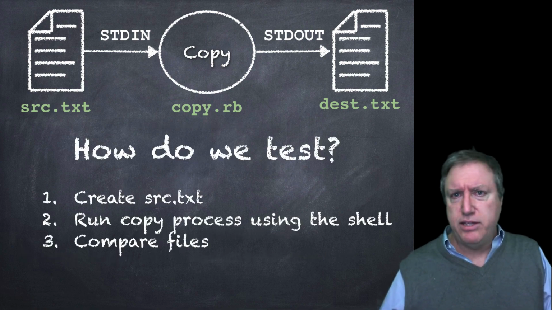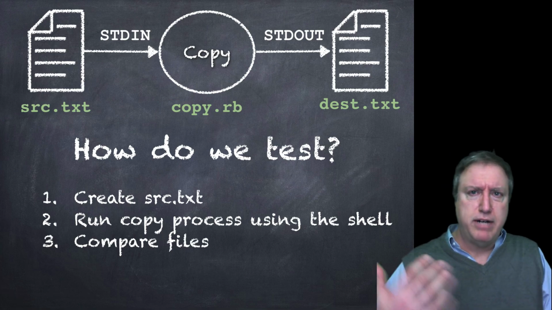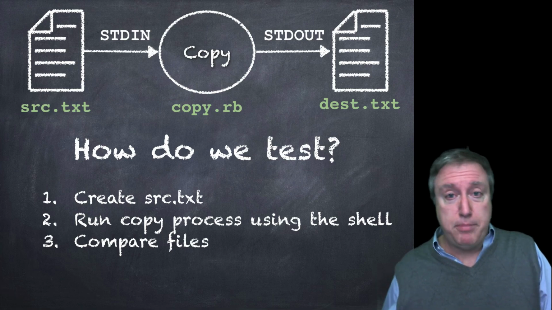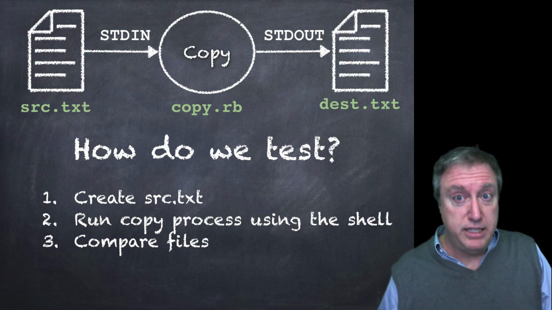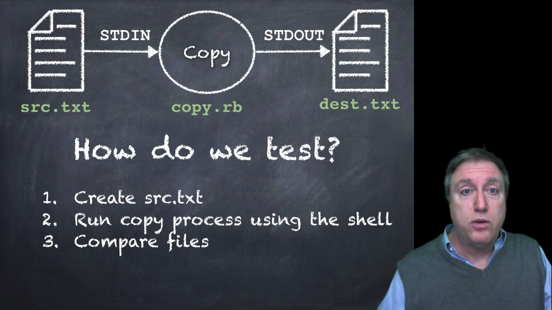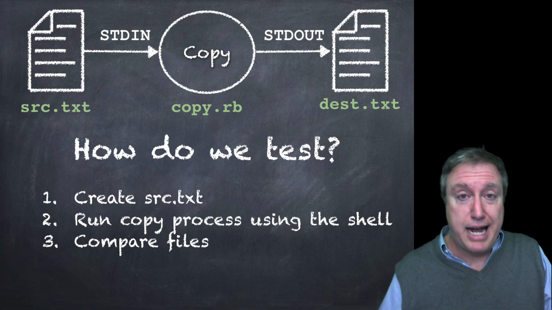Okay, so how do we test something like this? Well, we basically need 3 steps. We need to create that first file. We need to run the copy script using redirection in the shell. And then we need to compare whatever we get out to what we put in. And if it truly copies things, they should be the same.